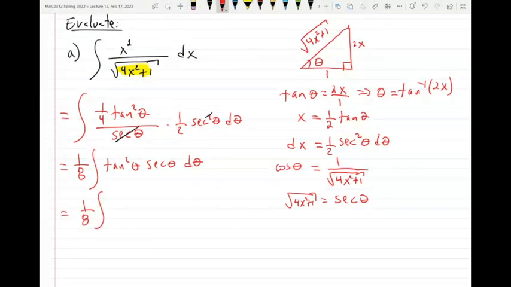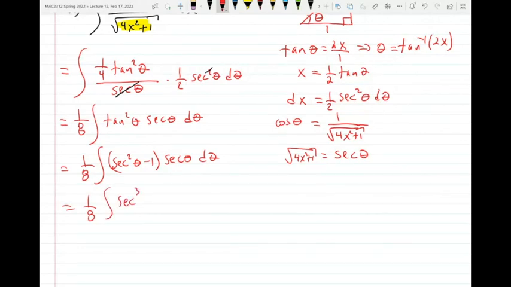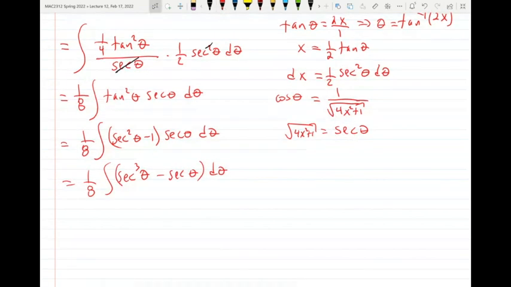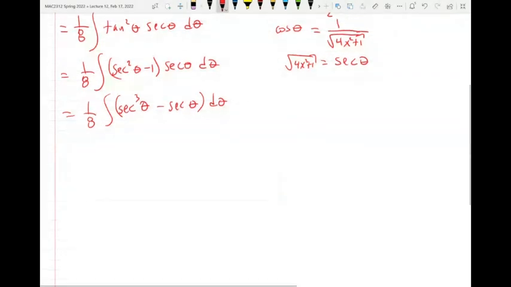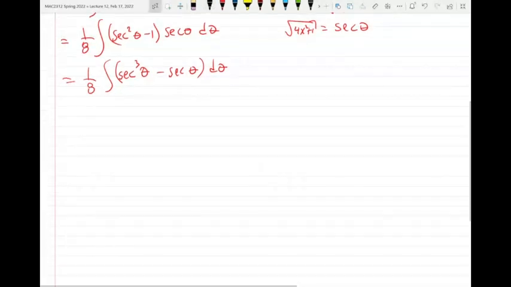All right, so this becomes secant squared minus 1 times secant, distribute, and so we get secant cube minus secant d theta. I was gonna go back to the previous lecture and grab the answer from there, but I'm not gonna cheat. Let's do it. So I'm gonna integrate secant cube here, okay?